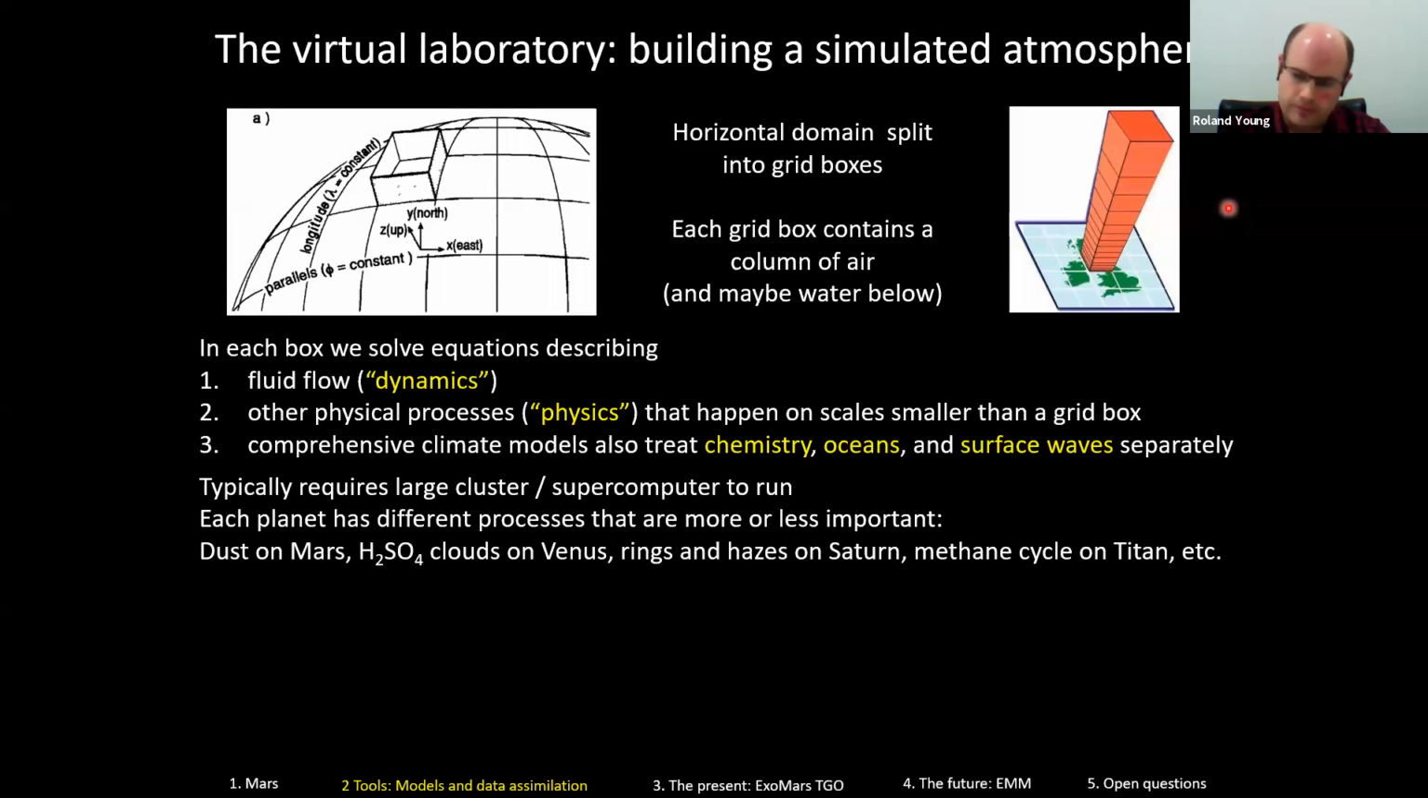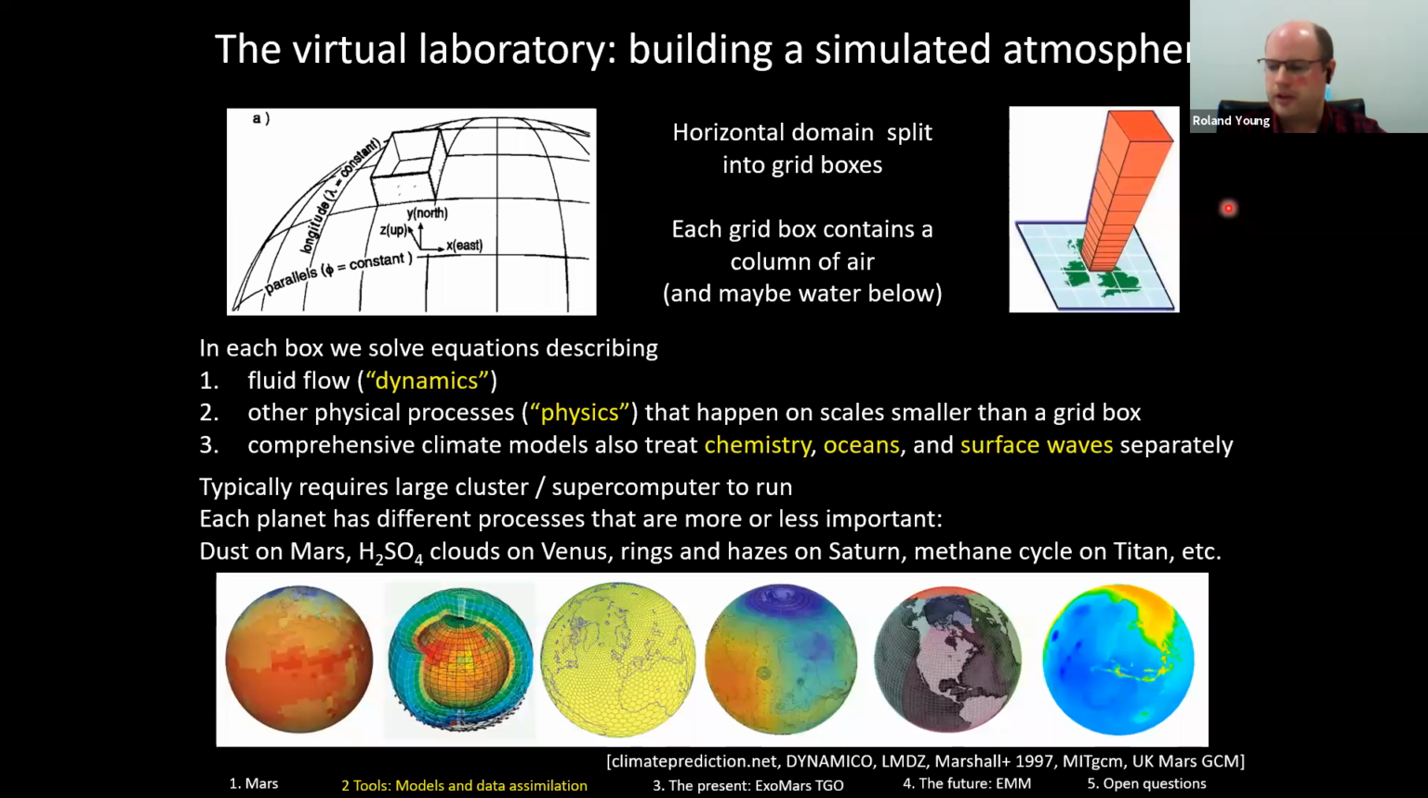So on Mars, the dust is particularly important. If you're simulating the atmosphere of Venus, then there are clouds made of sulfuric acid that you have to take into account. If you are simulating the atmosphere of Saturn, then you need to account for the shadow that's thrown by Saturn's rings onto its atmosphere, and so on. There are many different examples, and these are several different examples of climate simulations that are used for various purposes, both on Earth and for Mars.